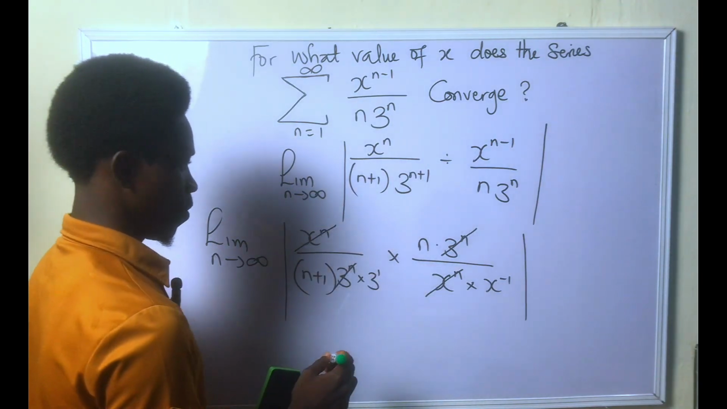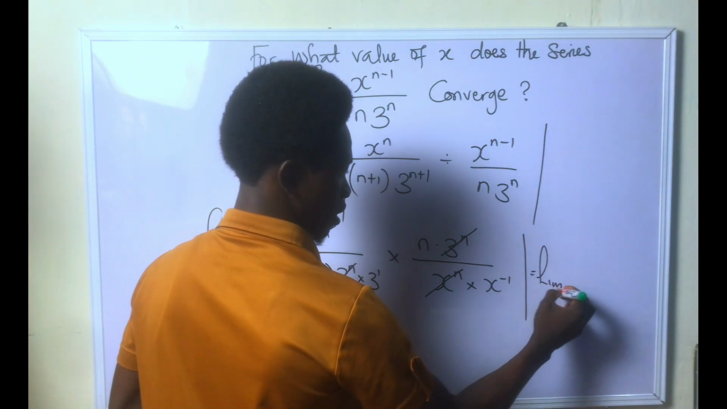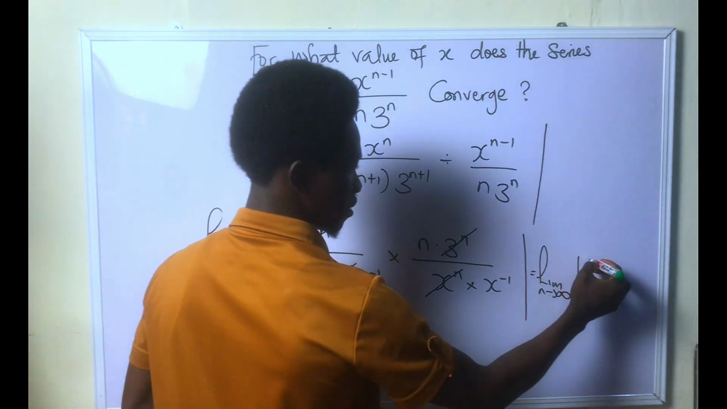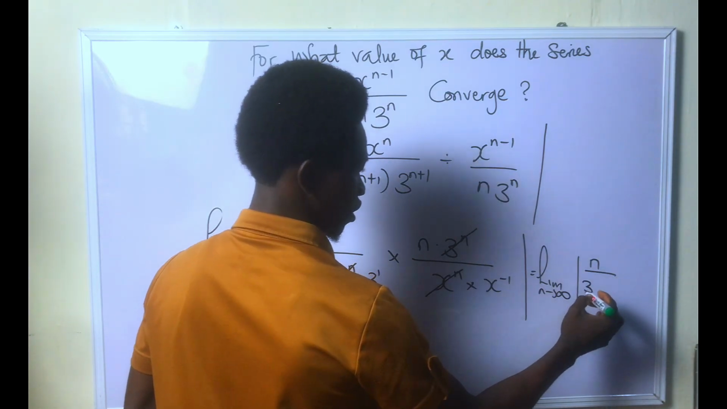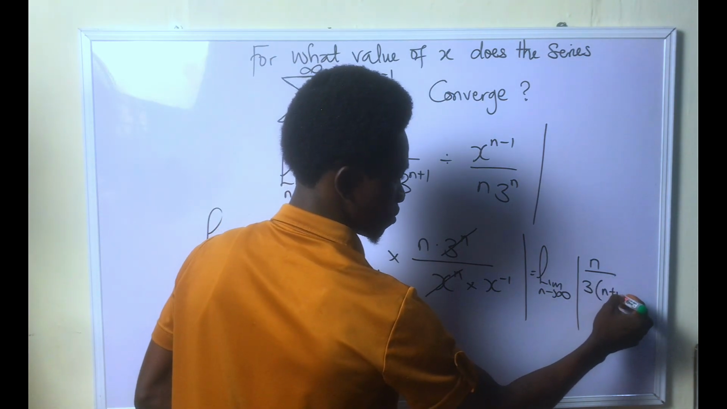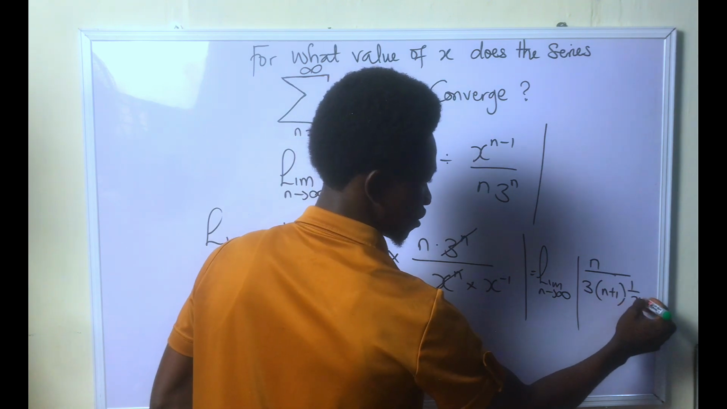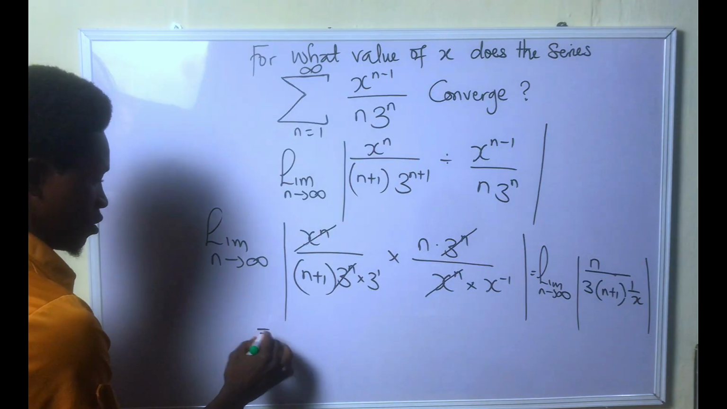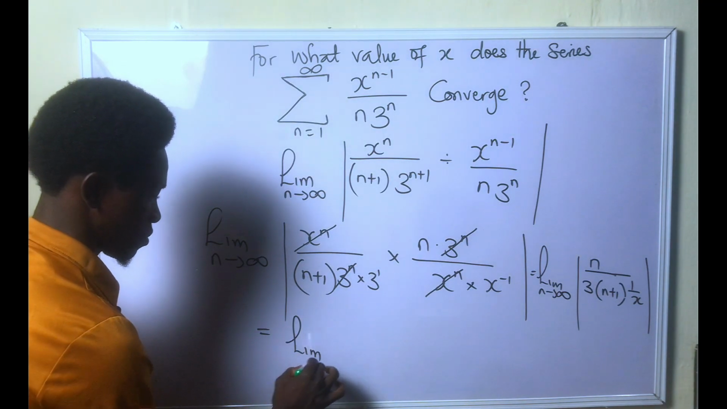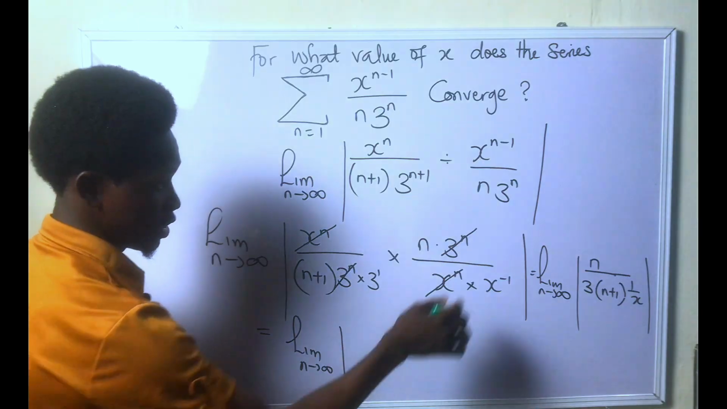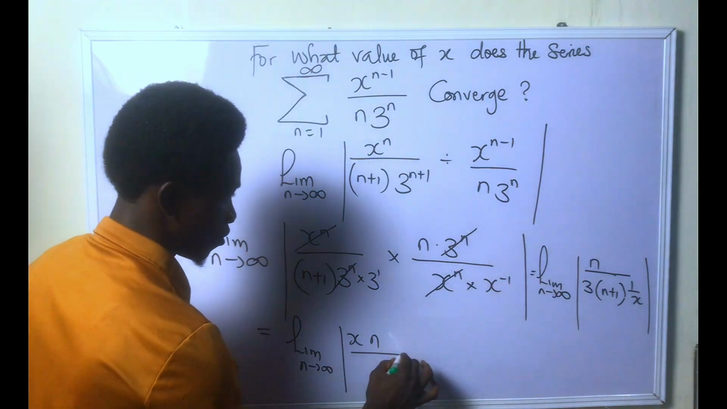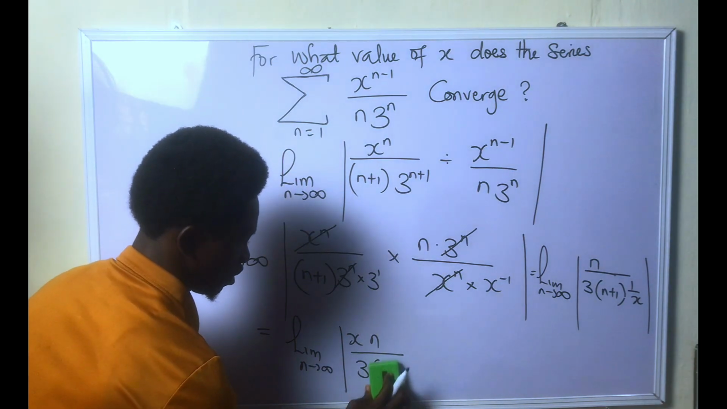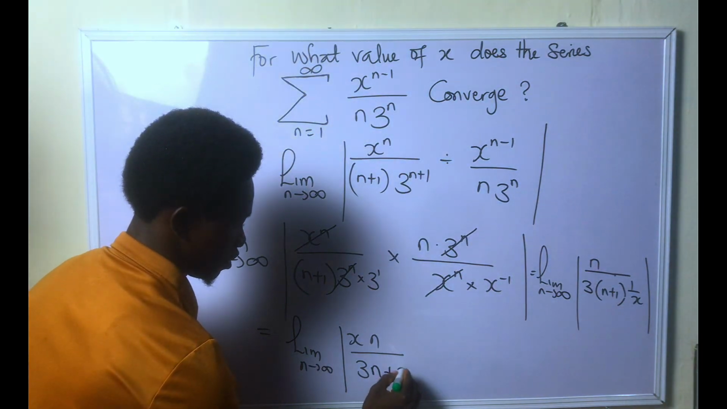So this will be, in other words, the limit as n tends to infinity of the absolute value of n over 3 times (n+1). Then don't forget that I have 1 over x here, so 1 over x will bring the x up. So it will be the limit as n tends to infinity, then x comes up, so I have x times n over 3n plus 3. Let me just open the bracket so it will be easy to do: 3n plus 3.